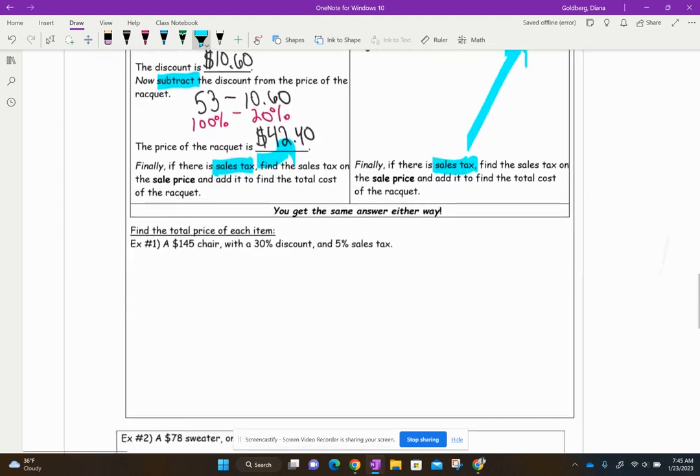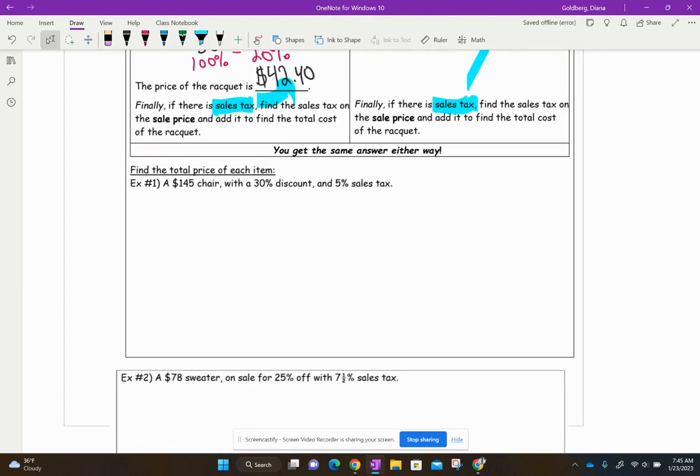So let's take a look at one of those. If I have a $145 chair, 30% discount this time, 5% sales tax. So we have to find the sale price first, and then we're going to add tax. Adding tax is always the last thing you want to do, because you have to know how much you're spending first.